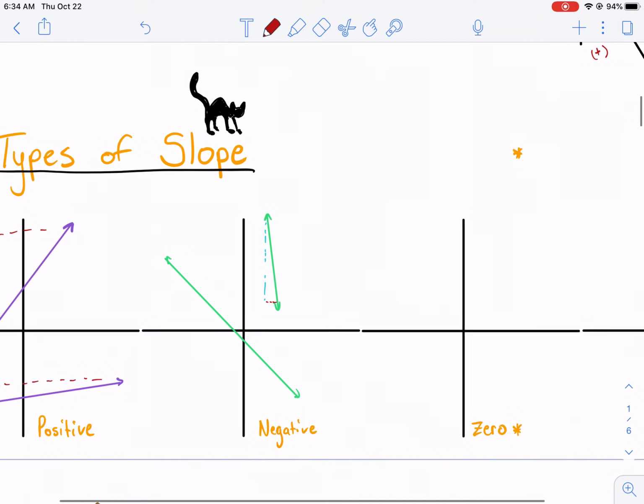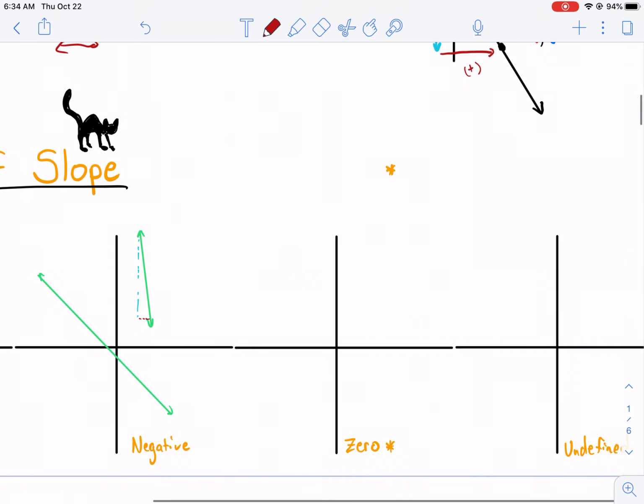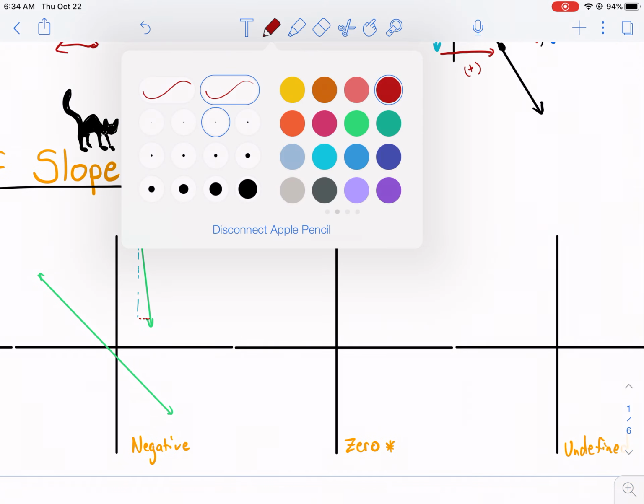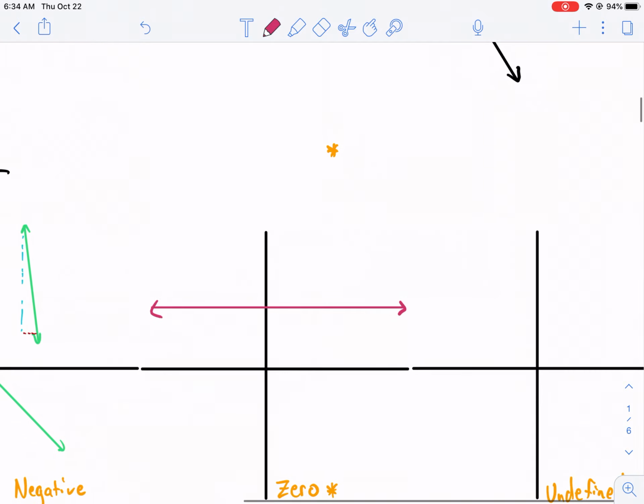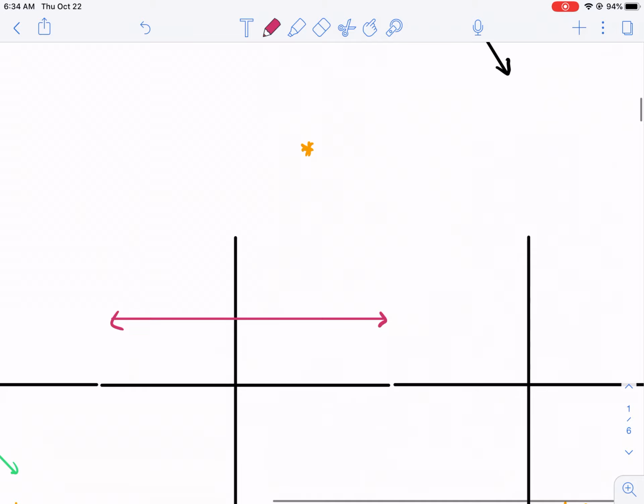So we have positive, we have negative, we have zero slope. There's an asterisk by this one, so let's go ahead and address it in just a moment. Zero slope looks like this. Now there's an asterisk because a lot of people think that it's no slope. If you have a zero slope, that means it is horizontal. So it's not the same thing.